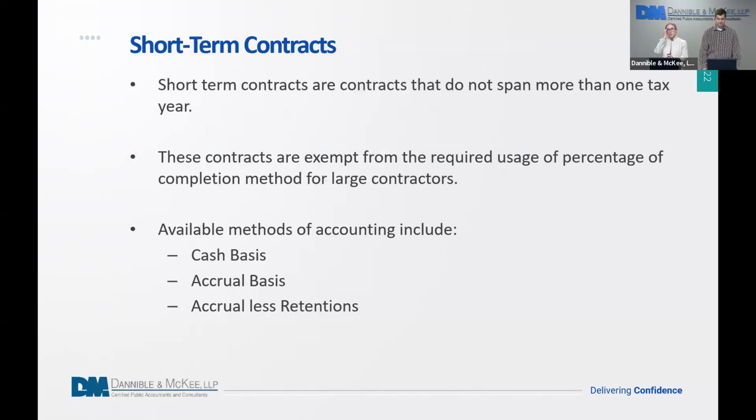So a short-term contract is one that does not span more than one tax year. And because of that, if you are a large contractor, they would not be subject to the requirement of percentage of completion. Some methods available include the cash basis method of accounting, accrual basis, and accrual less retentions.